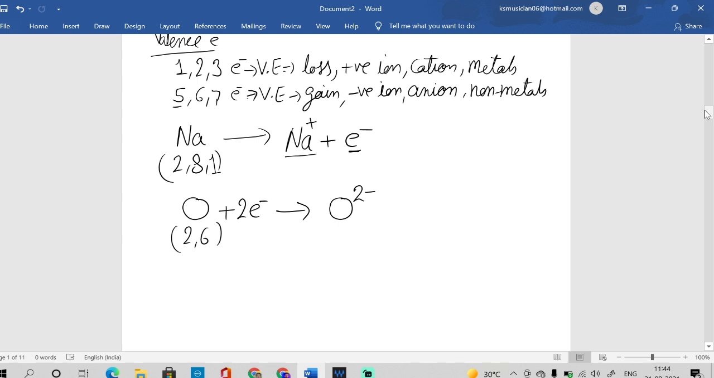If there are 4 electrons, definitely it will share. Because for gaining or losing 4 electrons, a large amount of energy is required, which is not possible for the atom. So that's why it will share the electrons. You can write here also, if 4 valence electrons are present, it will share the electrons.